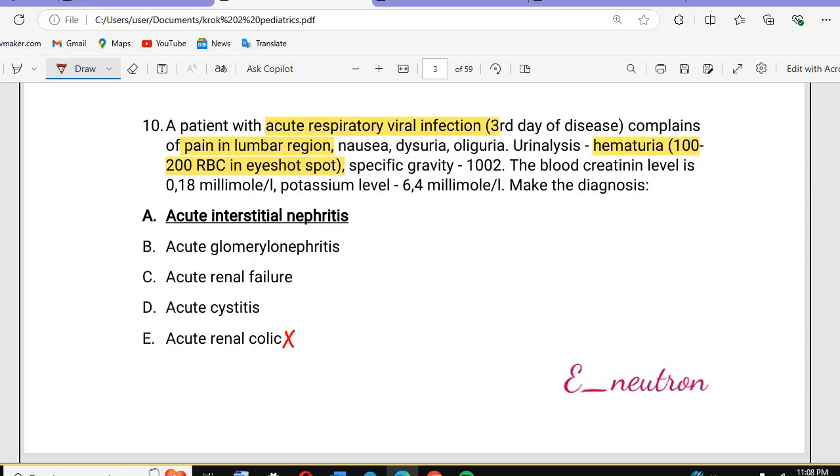So if I am saying that the patient has an acute respiratory viral infection, you saw the pain in the lumbar region, dysuria, oliguria, hematuria. Specific gravity, blood creatinine, and potassium level is 6.4. What is the normal level of potassium?